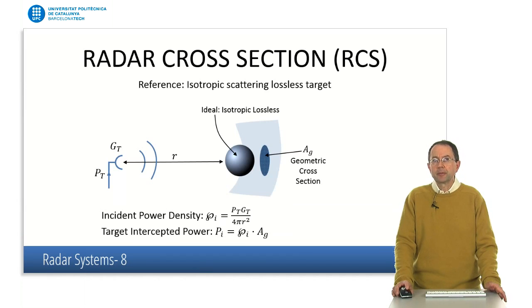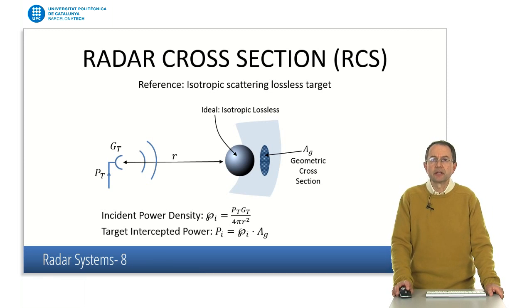Okay, let's talk about the radar cross-section. Radar cross-section is an important parameter which defines the radar visibility of the object. It actually models the capability of an object of interest to scatter signals towards the radar. To define this, we are going to proceed in a similar way that we do in antennas.